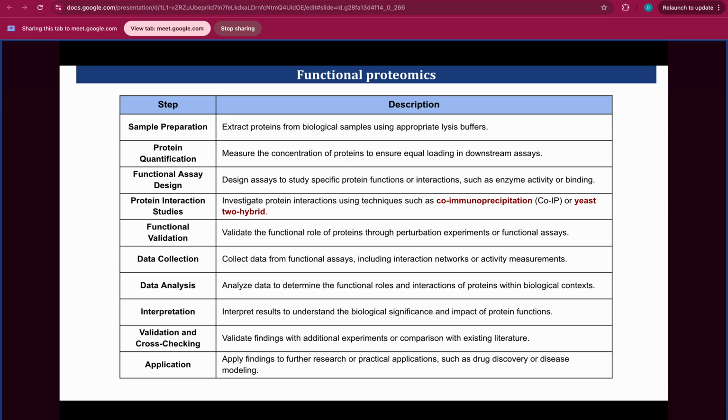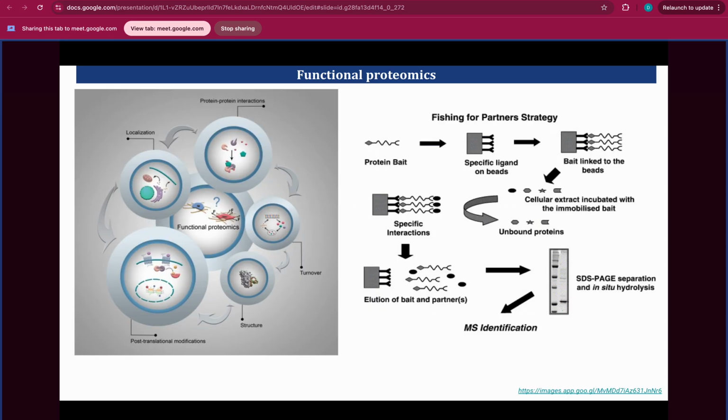So those things can be done in functional proteomics. Now this is an example of what kind of things we can get from functional proteomics. One thing is protein-protein interactions, so we can identify protein-protein interactions. We can also identify the localization of proteins. We can also look for post-translational modifications. We can study the structure of proteins. We can also look for the turnover.